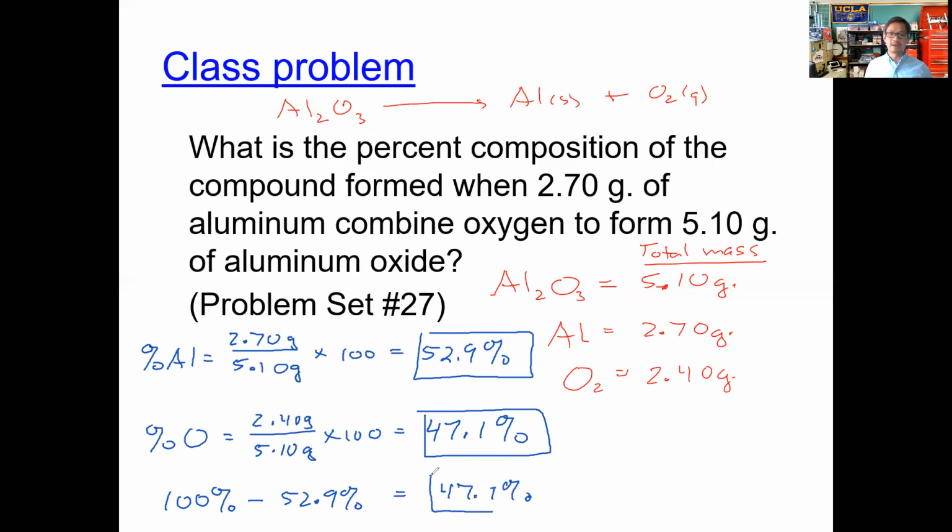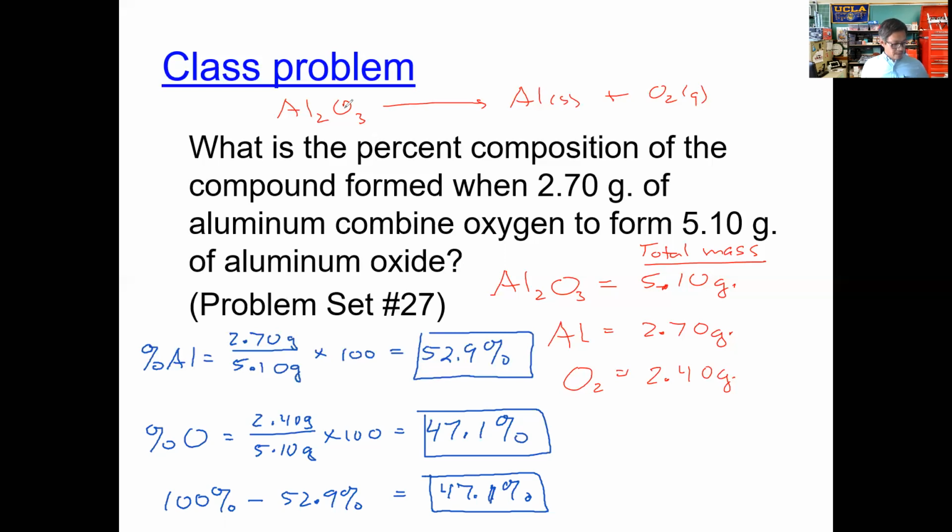And so you can go ahead and do it that way if you want to, and I think this would probably be the preferable way to do it. It's a little bit more straightforward, a little bit easier, as long as there are only two elements in that compound, meaning as long as we have a binary compound. Okay, but please make sure that you show the work in order to get this done.